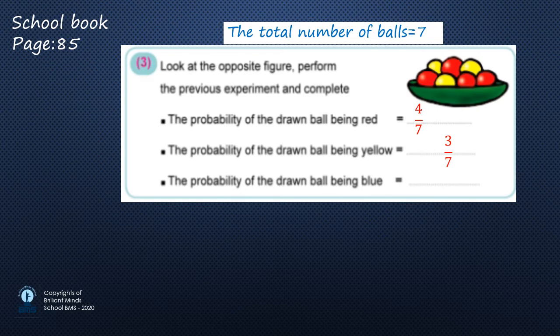The probability of the drawn ball being blue. Do we have any blue balls here? No, so this is impossible. What is the probability of an impossible event? Equals 0.